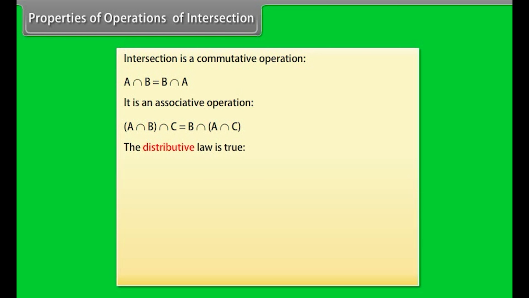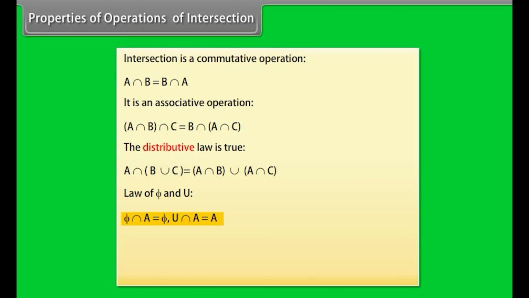The distributive law is true. A intersection (B union C) is equal to (A intersection B) union (A intersection C). Law of phi and U. Phi intersection A is equal to phi. U intersection A is equal to A. Idempotent law. A intersection A is equal to A.